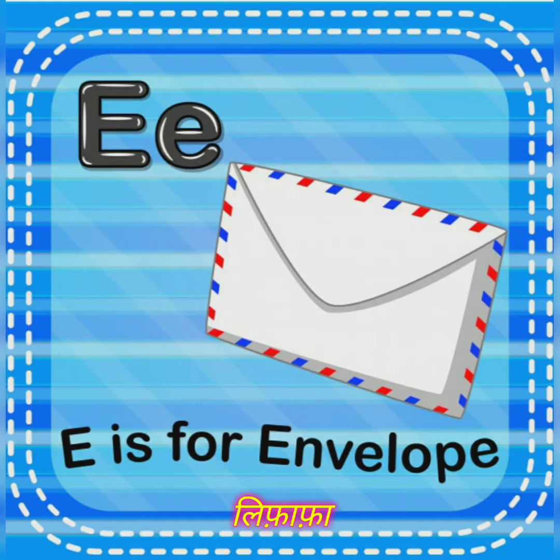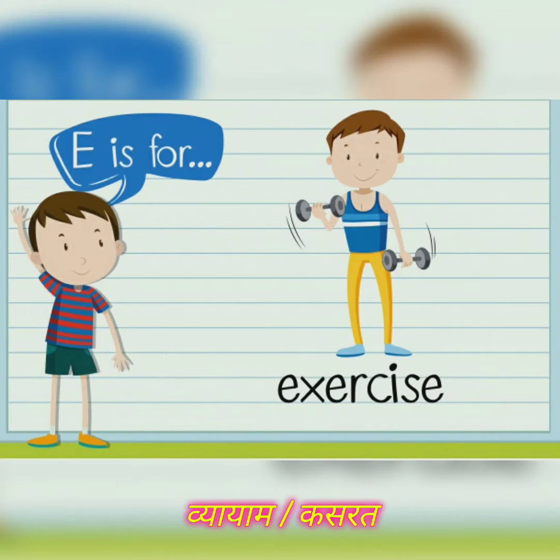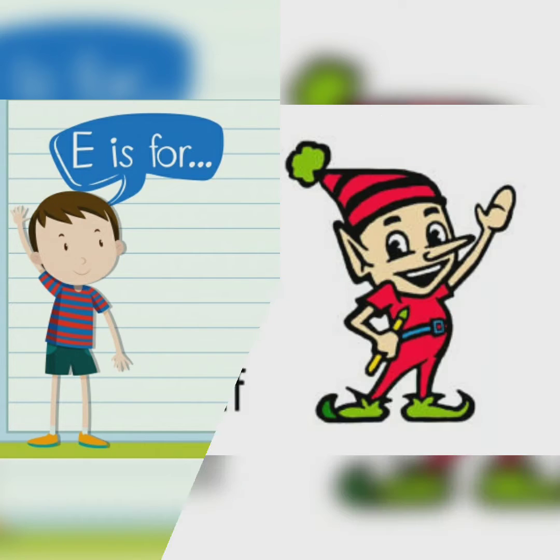So next one is E for envelope. Envelope यानी जिसको हिंदी में लिफाफा या खाम कहते हैं. Next is E for exercise यानी व्यायाम करना, एक्टिविटी करना. So ये jogging, yoga, everything included in exercise.